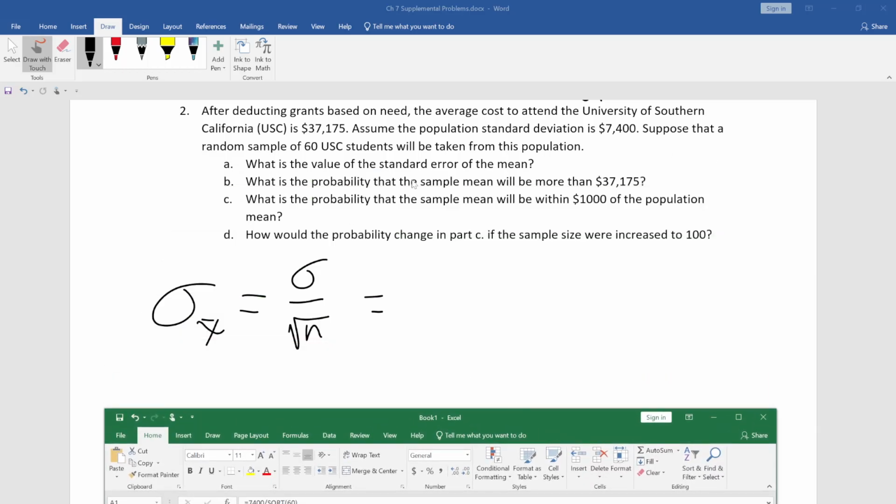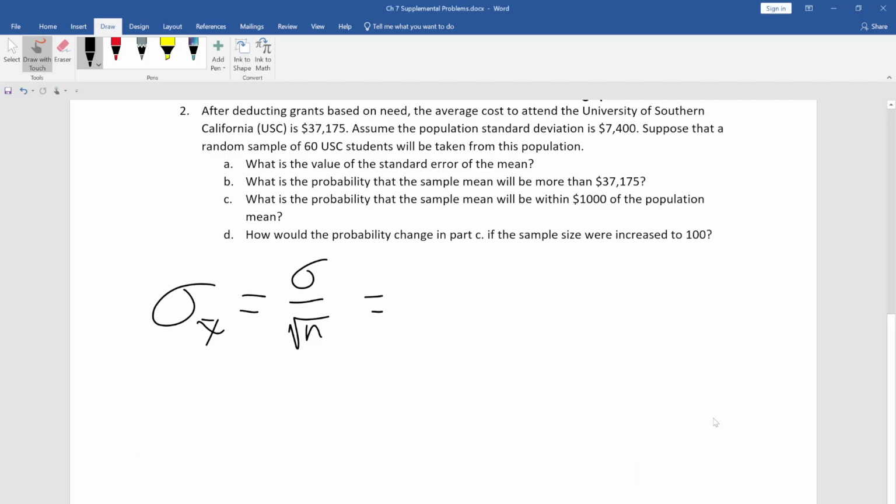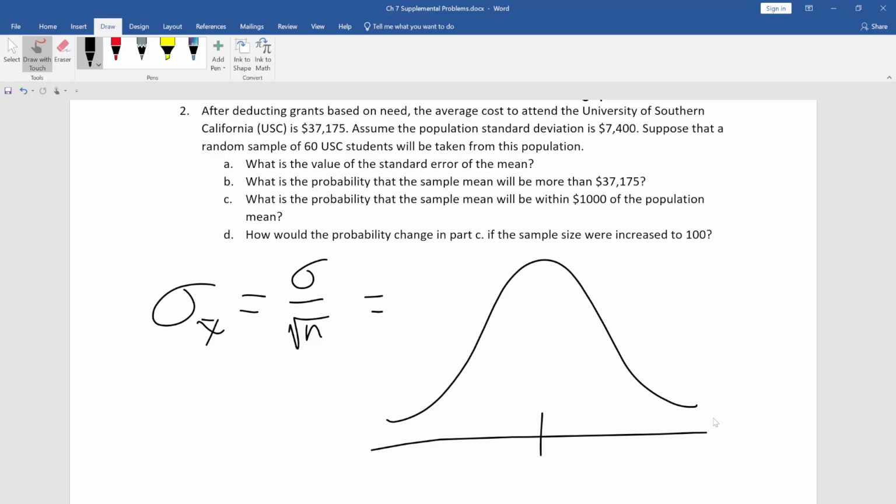B, what is the probability that the sample mean will be more than $37,175? So this is an easy one. Draw out your distribution. Our population mean was 37,175. So we're just asking, what is the probability the sample mean will be more than our population mean? So remember, the probability to the right of the mean is 0.50. So that would be our answer for B, 0.50.